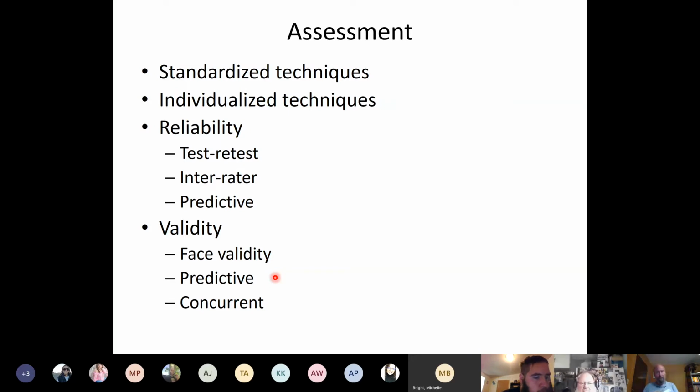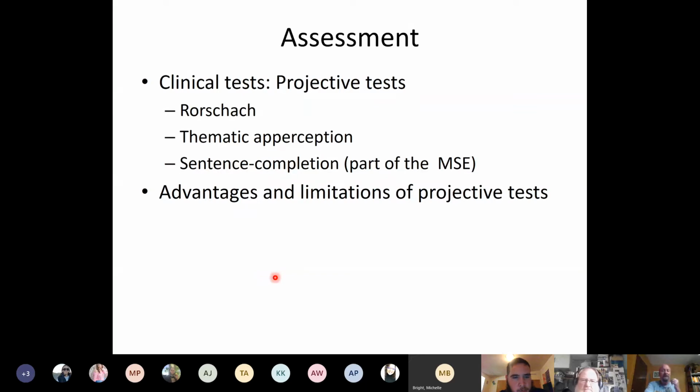So, face validity, for example, with depression. One of the symptoms is you're depressed. That sounds good, so that's what those are. But again, you need to know what they are and put them into the context of clinical assessment. That's the goal here. There are some cool tests.